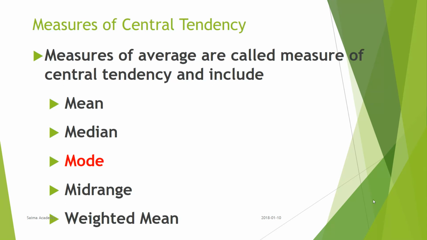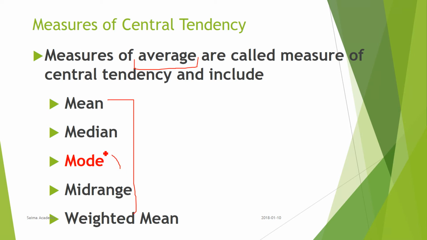Before starting mode, I will explain one more time measure of central tendency. Measures of average are called measures of central tendency. You have heard the average many times: average marks of the student, average speed of the car. So how do we measure the average? We measure the average by using different instruments, different tools. So you can say these are the tools.